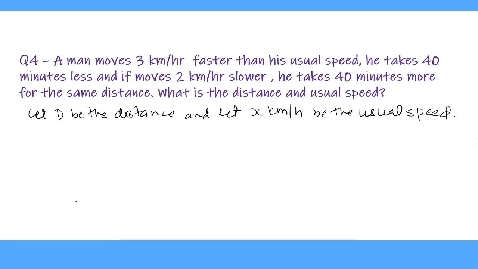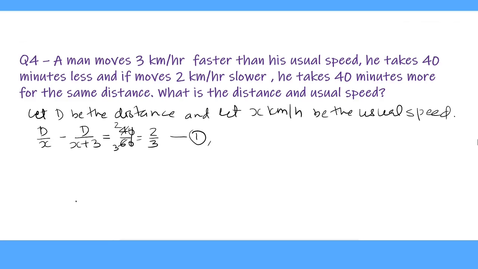Now in the first condition, when he is moving 3 km per hour faster than his usual speed, the speed will become x plus 3, and the time taken is 40 minutes less than the usual time. So we take the difference of the two times. When he is moving with the speed x, which is his usual speed, the time taken is d upon x. And when he is moving 3 km per hour faster, the time taken will be d upon x plus 3. And this difference is 40 minutes, which is equal to 40 upon 60 hours. So this is 2 upon 3. We give this as equation number 1.